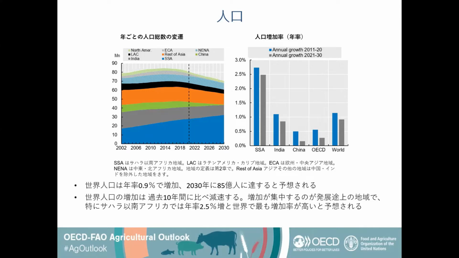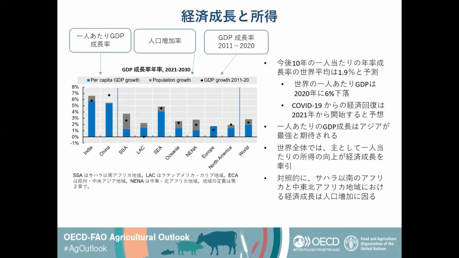You also see on the right chart where the growth rates are. They still grow at about 2.5%, while all the others are declining and at a much lower level. Based on these assumptions, we see about 8.5 billion people in 2030. Next, please. The other most important driver is the economic growth of countries and the resulting income per capita.